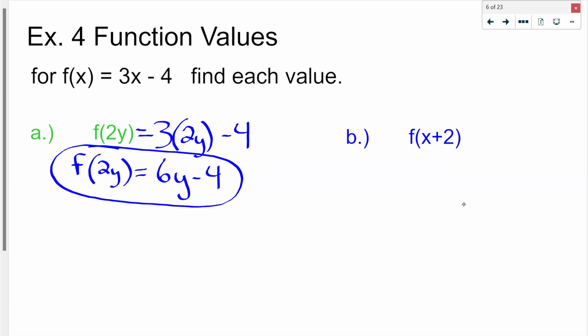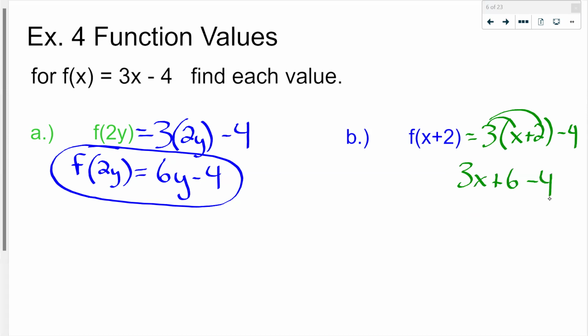Let's take a look at f of x plus 2. Well, in place of x is x plus 2. So I'm going to put in place of x, x plus 2, minus 4. Now we have distribution. So we have 3x plus 6 minus 4.